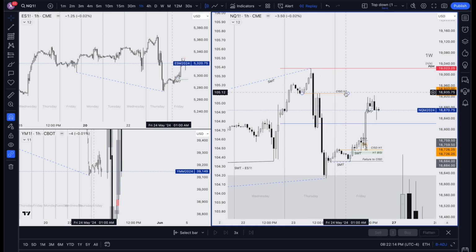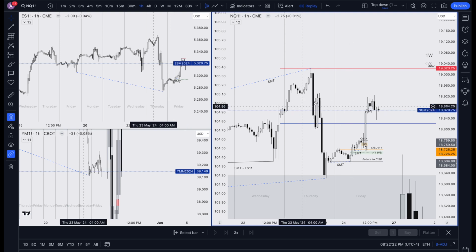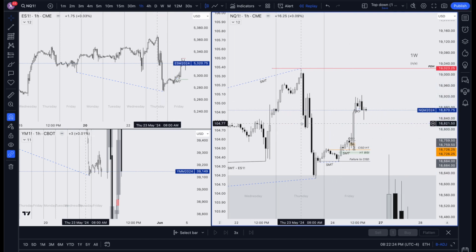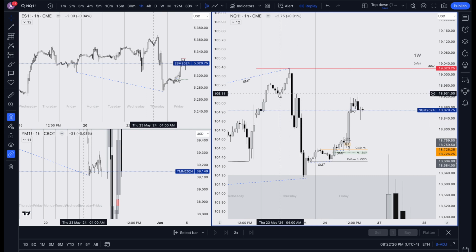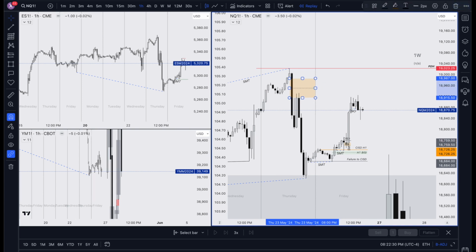And I'm not going to tell you how to use CISD, but recognize that it happens often before market structure shifts. It's often used as a way to refine levels, refine targets. And in this fair value gap, for example, you can find a better key level.